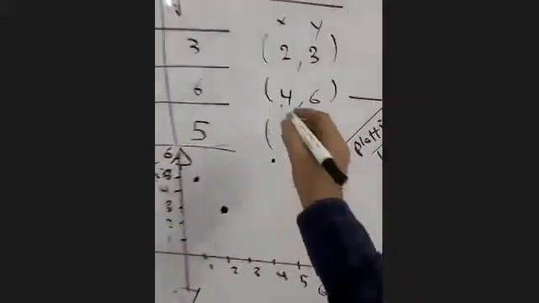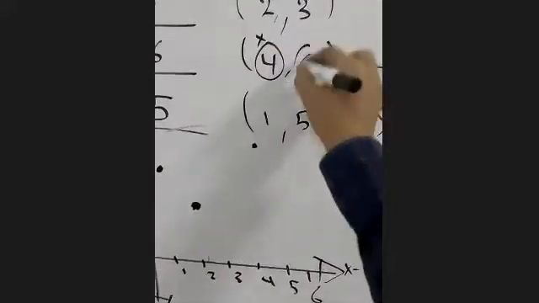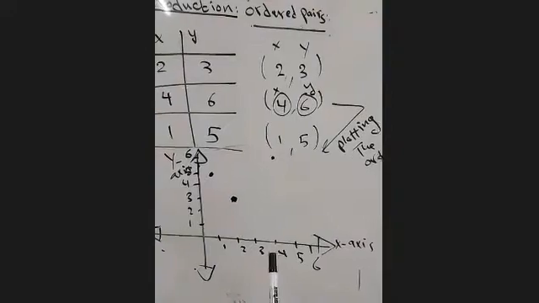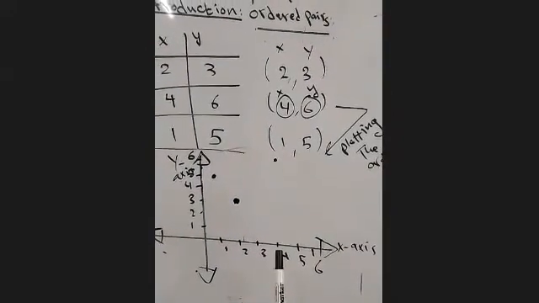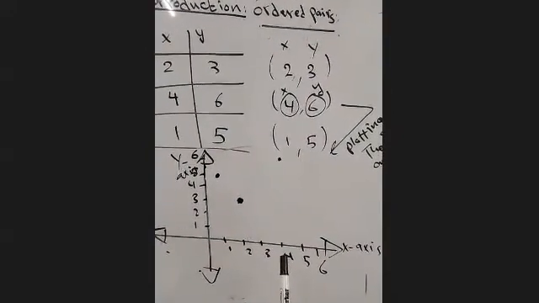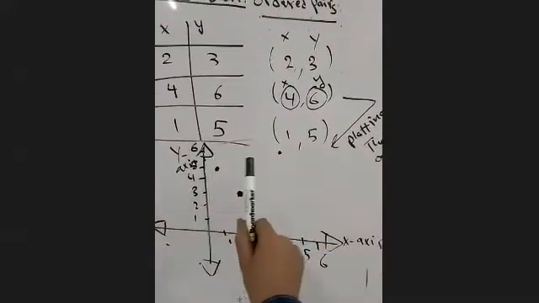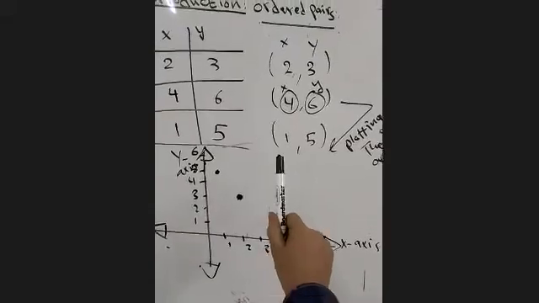The 4 is in X, this is X, and this is Y, always. We always start with X, then Y. This is the 4 in X, right? Yes. Go up until you get 6 in Y. See the 6 in Y? Yes. So I put my point.